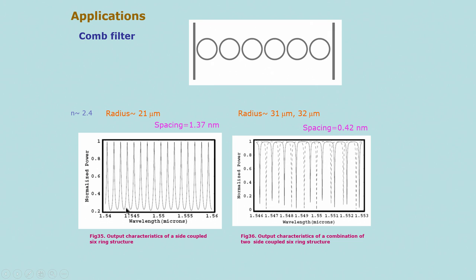So, the first one is the characteristics of a side coupled ring structure. Side coupled in the sense you have coupling from the side, and a double sided coupled ring structure. So, there are peaks in between also here. 2 side coupled rings and 6 ring structure. This is a 6 ring structure.